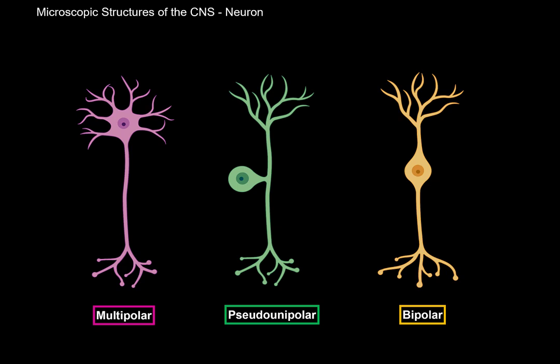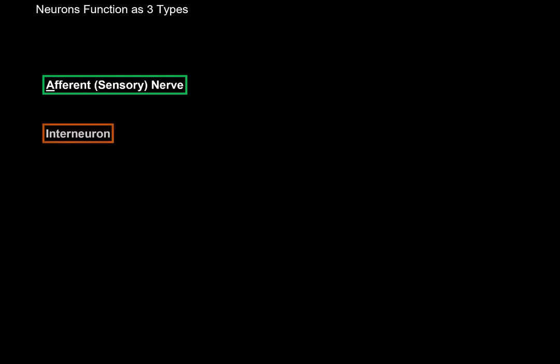So nerve cells differ in structure depending on where you find them, but neurons also differ in function. There are three general functions a neuron can have. A nerve can either be afferent, or sensory nerve, it can be an interneuron, or it can be an efferent, or motor nerve. Let me give you a simplified example of how this works.